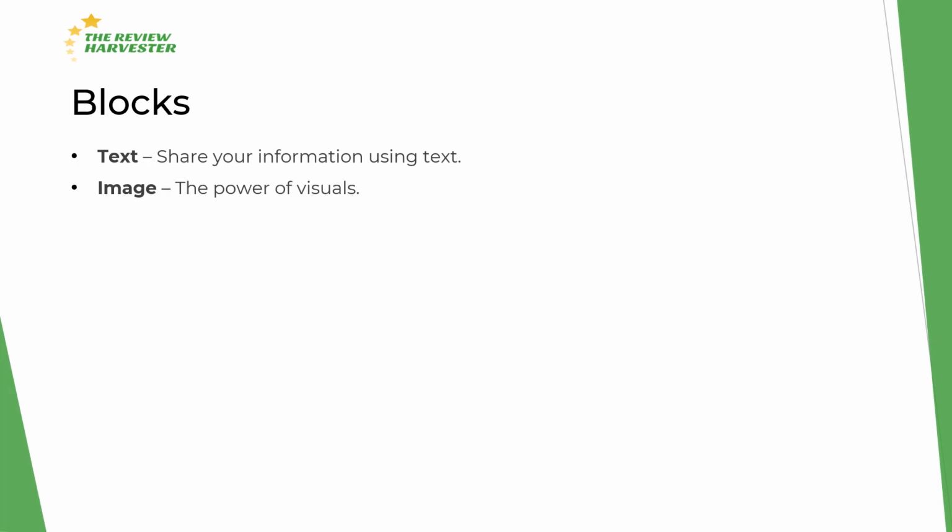Next one is image. Guys, the power of visuals. You can have images to enhance your text, okay? You can have images to help people visualize what you're saying. So you definitely need to use images, and we are going to use images in our review harvester, and we're gonna get to that really soon.